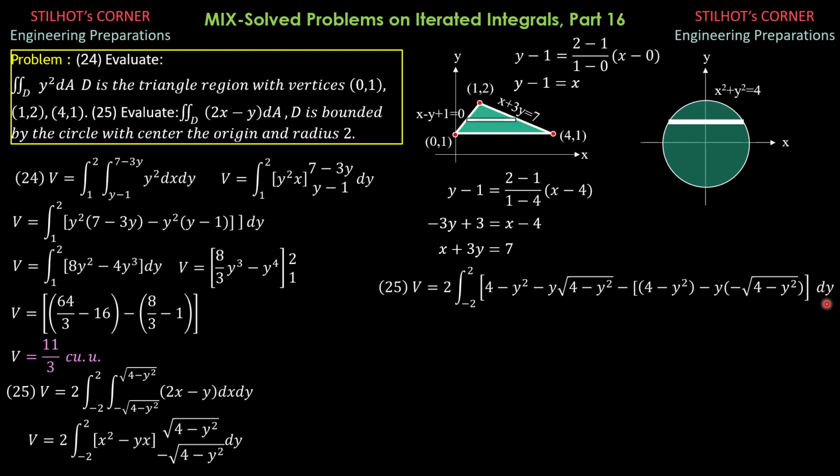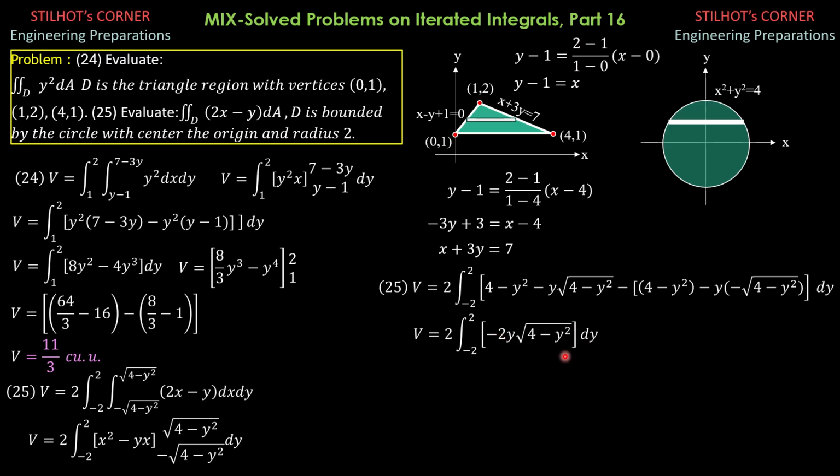Then close dy. So we can cancel 4 minus y squared because we also have negative of quantity 4 minus y squared. Then we have negative y square root of 4 minus y squared and negative of positive y square root of 4 minus y squared. Combined, that's 2 times integral negative 2 to 2 of negative 2y square root of 4 minus y squared dy. So take note that if we let u be 4 minus y squared, the differential is negative 2y dy.